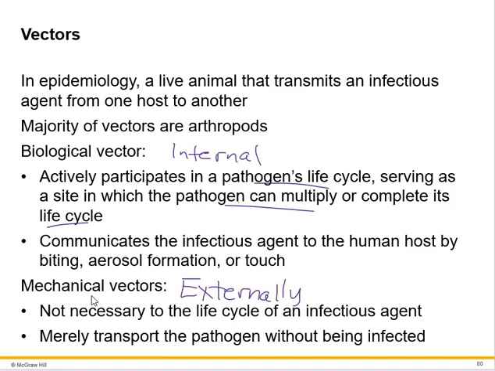And so mechanical, though, is a misunderstood term because you think of an actual inanimate object with this, and it's not. It's not necessarily necessary to the life cycle, and it is usually being transported without being infected. So it's not inside. Infected means it's inside you, right? So it's externally being carried. Like a roach will pick up stuff from poop and then it'll go over to another place, or a fly will pick up stuff from poop and will carry it over to your food and then lands on your food and it carries the microbes to your food.